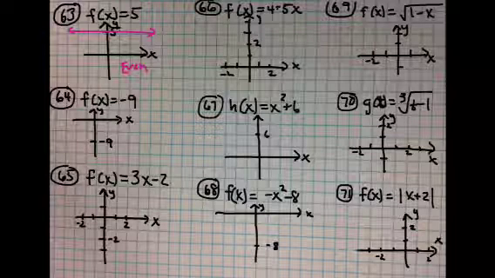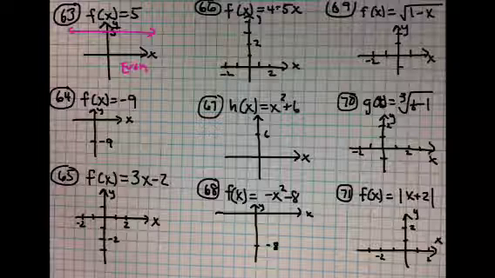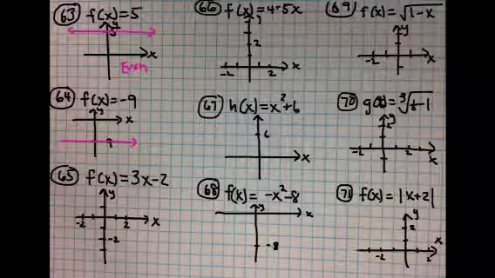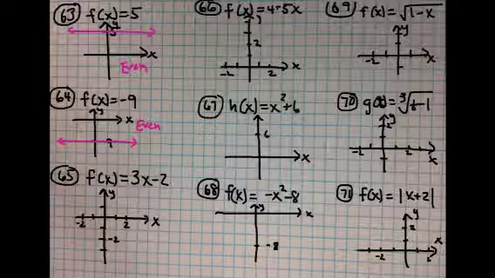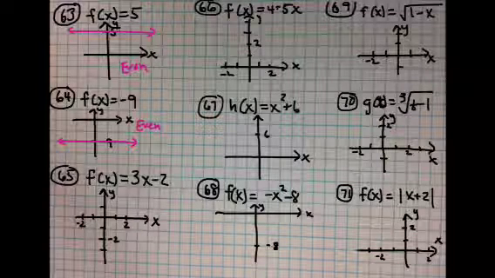64 is very similar. It's f of x equals -9. It's a horizontal line going across through -9. So this is another even because it is symmetric with respect to the y-axis.